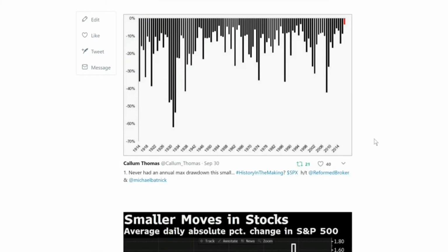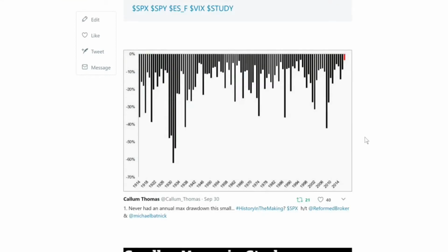Alright, well, first chart. This chart shows the annual maximum drawdown by year. Now, maximum drawdown is the largest negative percent change from the highest point, or the previous highest point. And really that's just showing how deep the biggest correction was for that year.